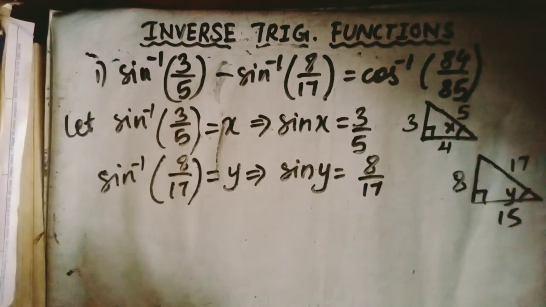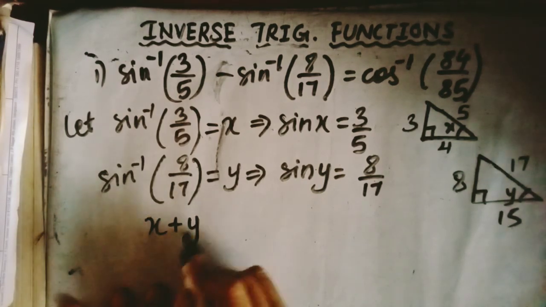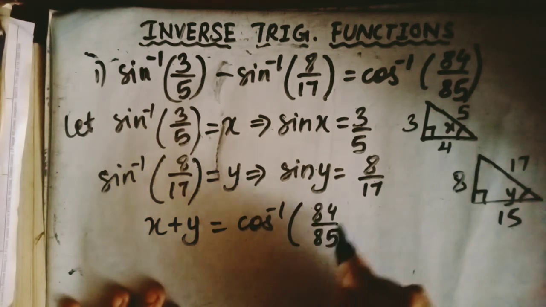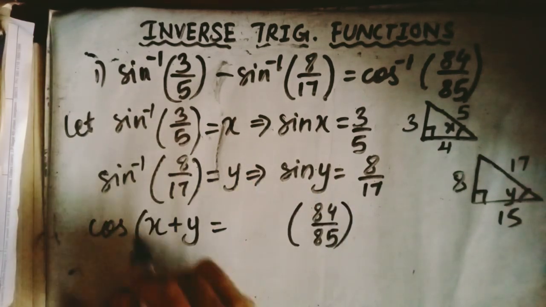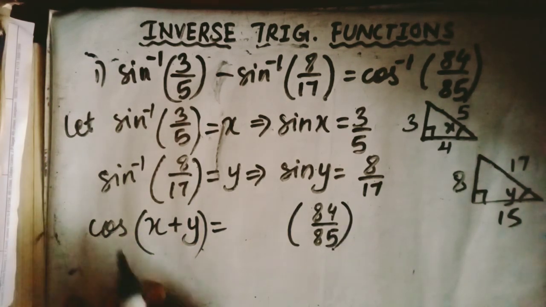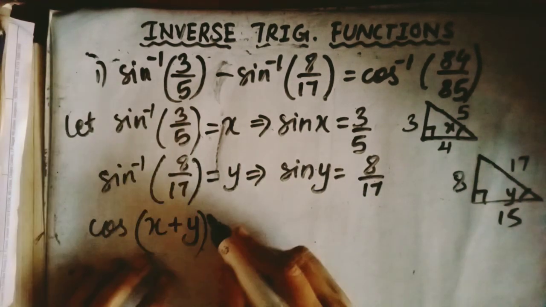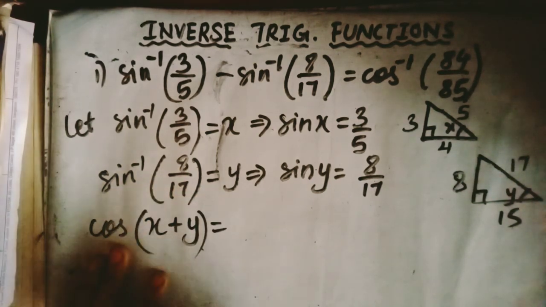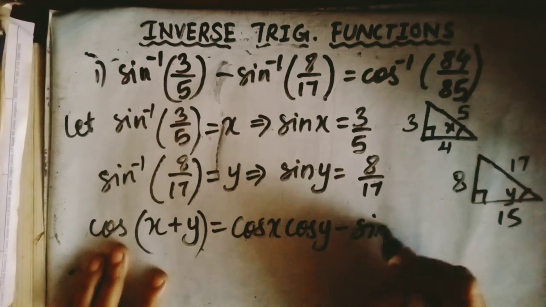Now substituting x and y in place of this term and this term, you will get x plus y equal to cos inverse 84 upon 85. Now I am taking this cos this side, so this will be cos of x plus y equal to 84 upon 85. Now we have to prove cos of x plus y as 84 upon 85. Using the trigonometric identity which we have learned in 11th standard, cos of a plus b is cos a cos b minus sin a sin b.